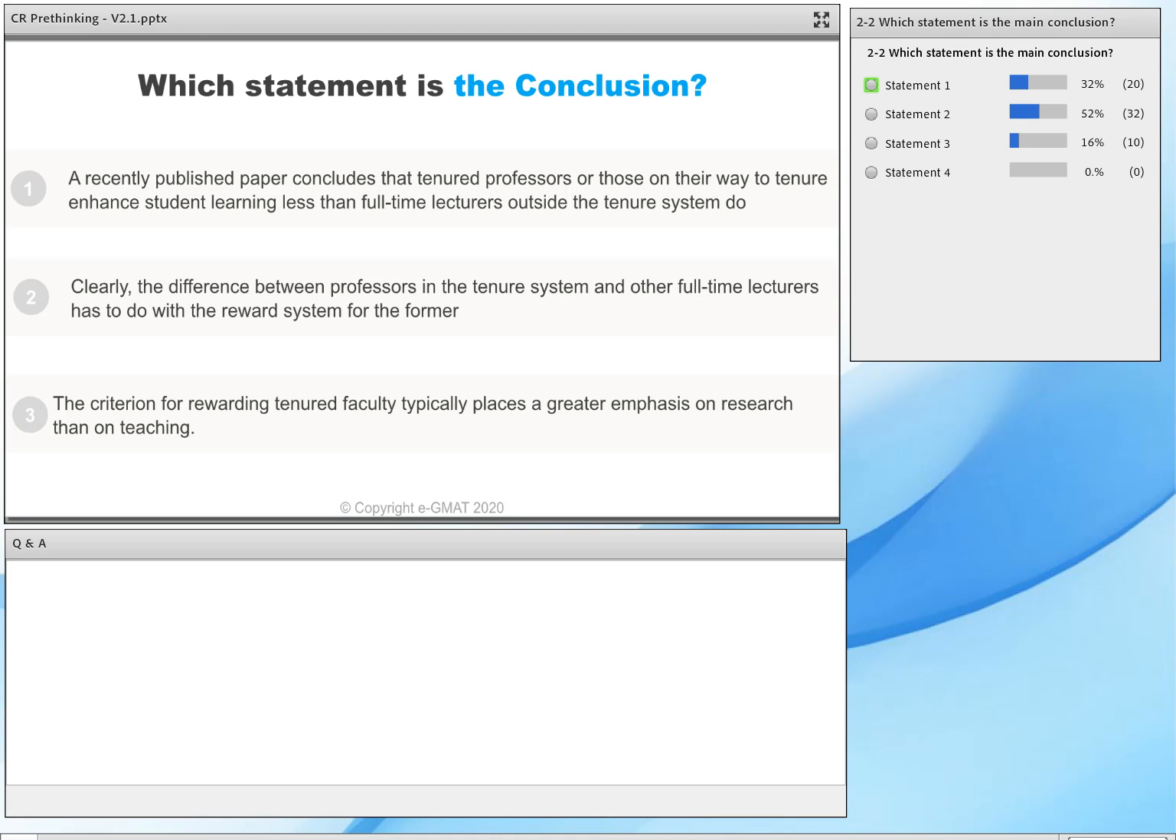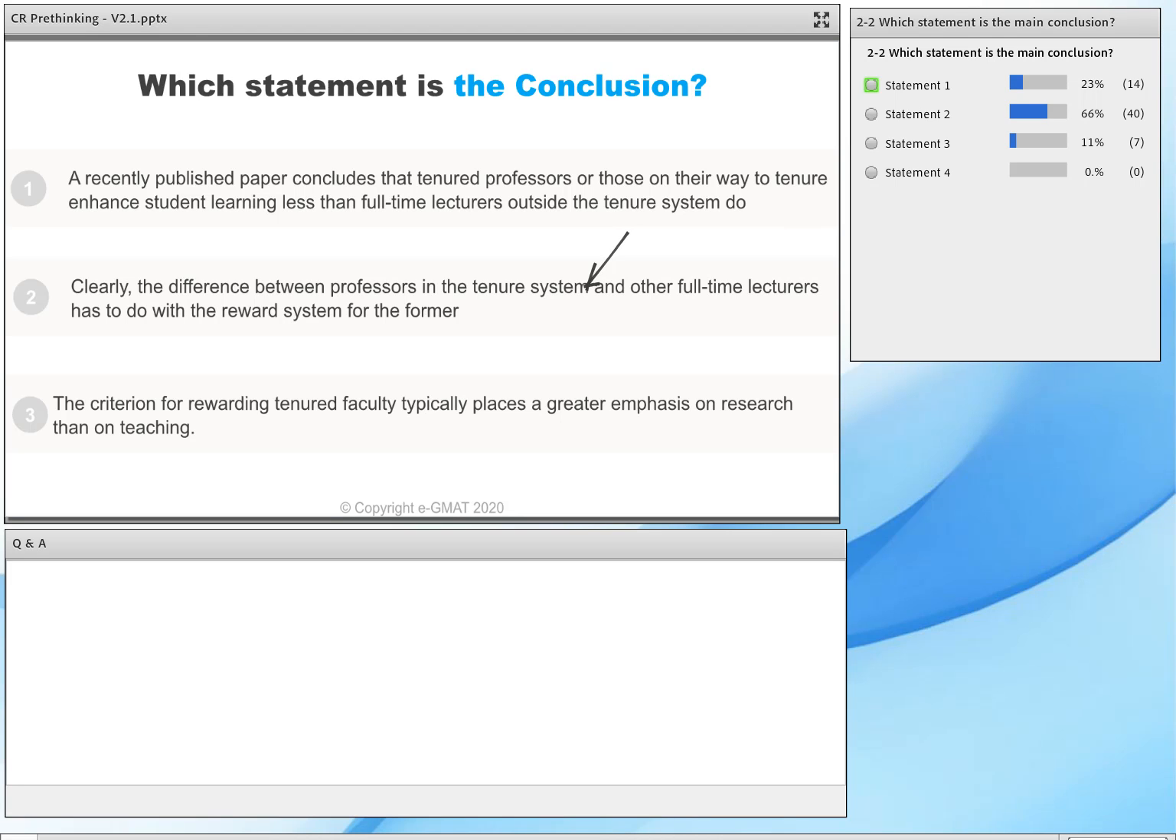52% of you consider statement 2 is the main conclusion, and you're absolutely correct. This is your main conclusion. This is what the author wants you to believe in. Remember, the conclusion is what the author promotes. It's not a fact given in the argument. It's what the author is arguing for, and the reason why the author presents all the facts in the argument.